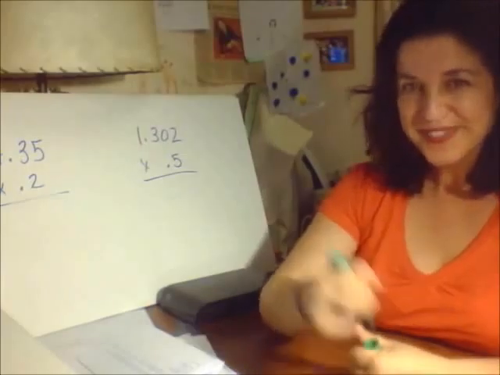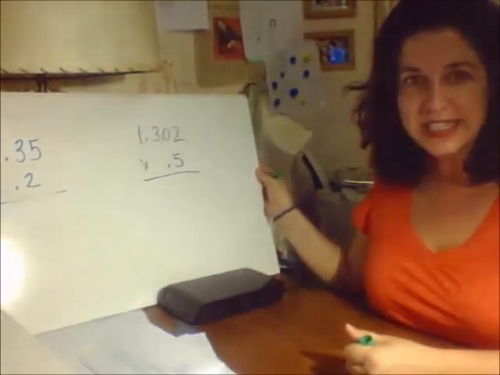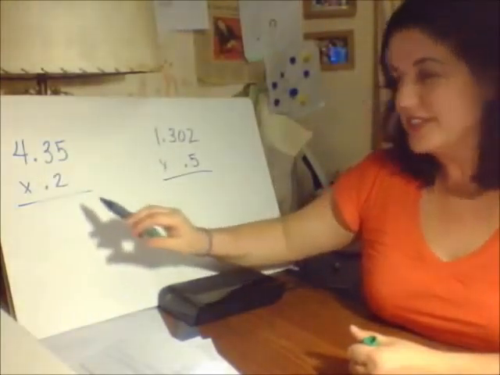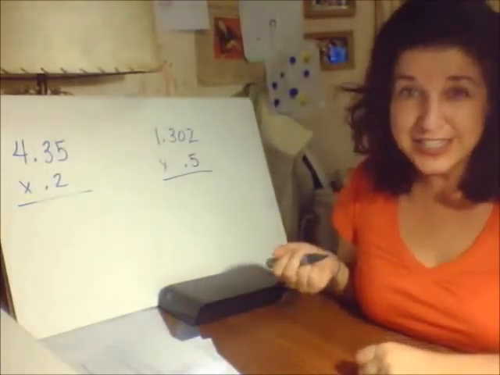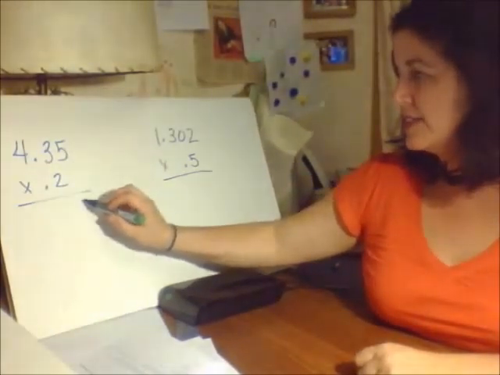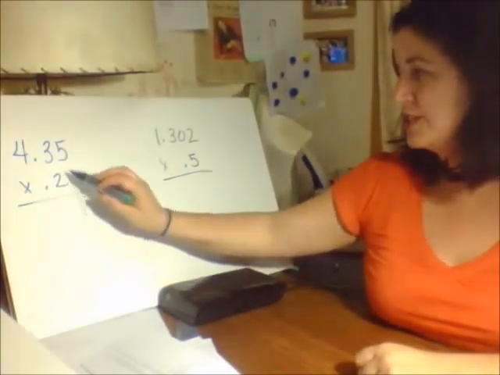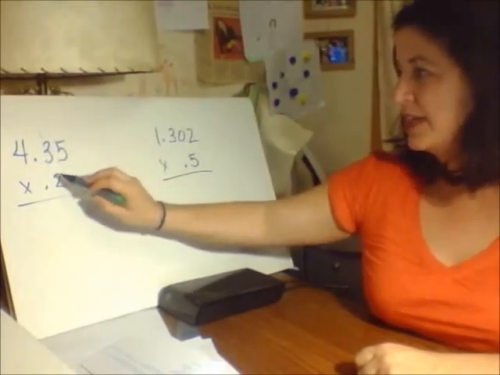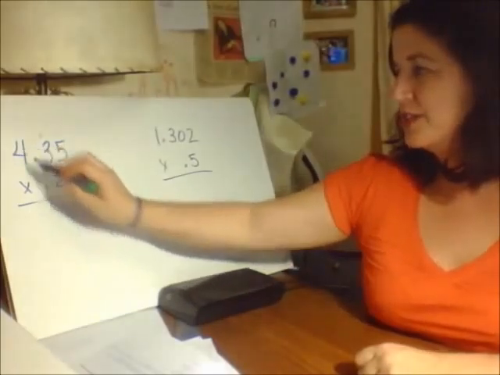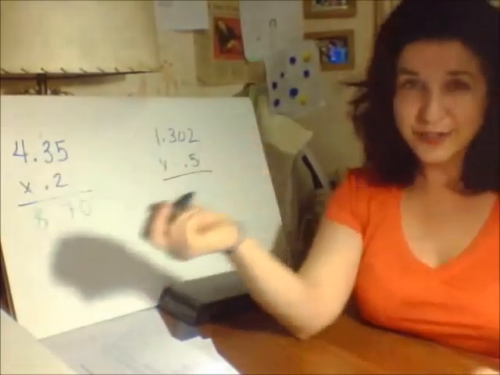Here's an example. Let's start with this one. 4.35 times 0.2. So firstly, you just start like you would with a normal multiplication problem. 2 times 5 is 10. And the one up here, 2 times 3 is 6, plus 1 is 7, and 2 times 4 is 8. Okay, so far so good.